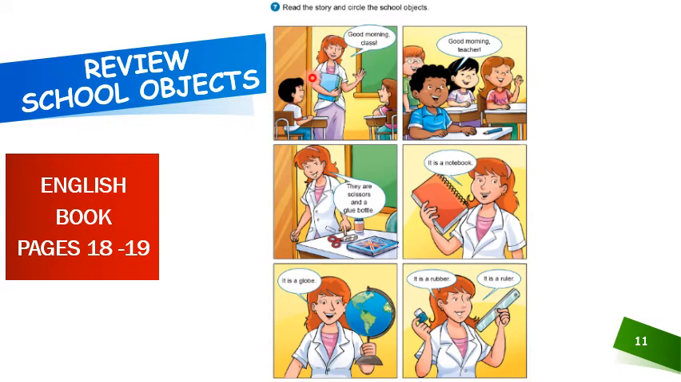Então, aqui nós temos a teacher, né? Good morning, class. E os students, good morning, teacher. E a teacher vai apresentar os school objects. They are scissors and the glue bottle. Scissors, ó, here, tesoura, scissor. And the glue bottle. Então, aqui do lado é o pote de cola, tá? It is a notebook. Notebook, caderno. It is a globe, ou globo, né? It is a rubber, borracha. It is a ruler, ruler, régua.